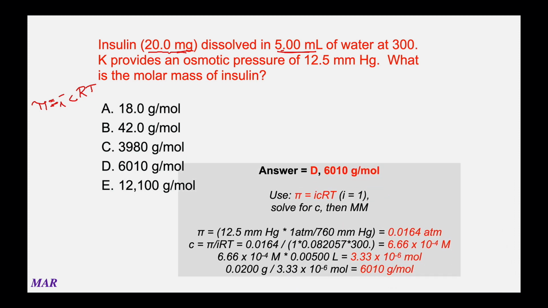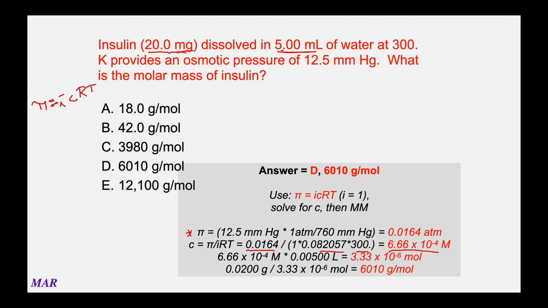Again, pi equals iCRT. i is just one. Everything is covalent. We're first going to solve for C. We do need to get pi in the right units. So 12.5 divided by 760, 0.0164 atmospheres. That's the osmotic pressure in atmospheres. Then the C, the concentration, is that pressure divided by i, R, 0.082057, and T in Kelvin, 300. We get there the almost devilish looking number, 6.66 times 10 to the minus 4 molarity for the concentration.